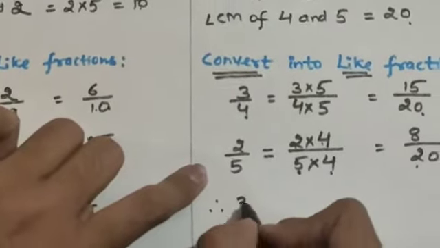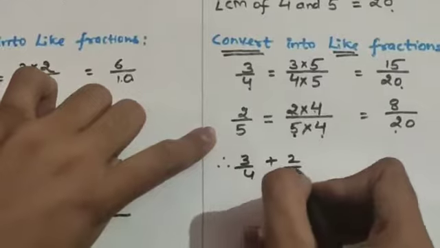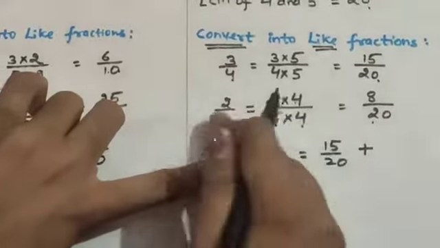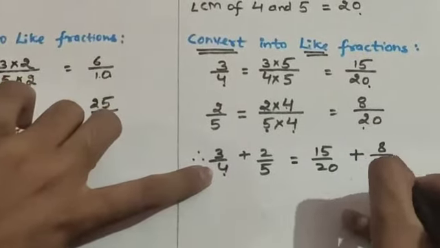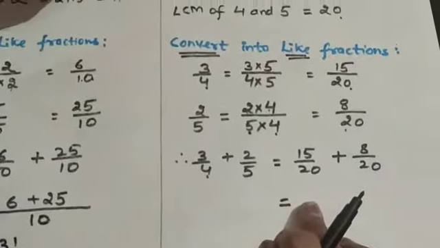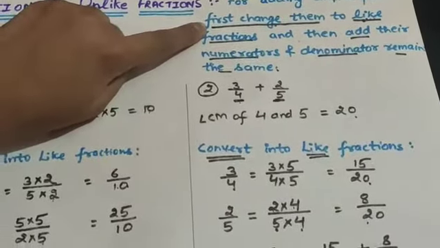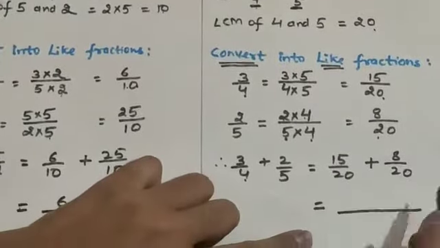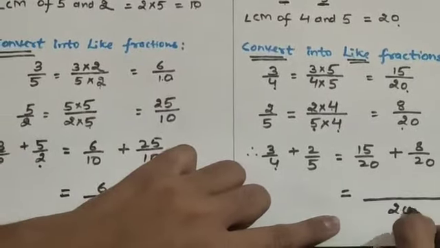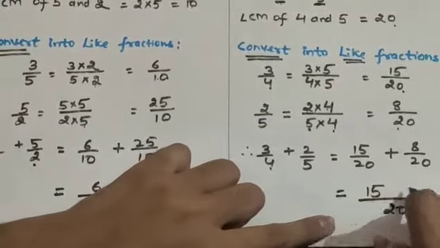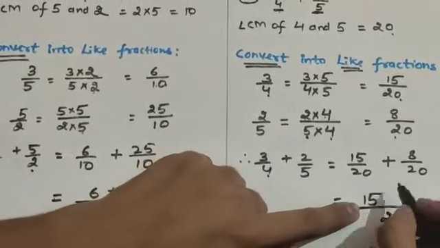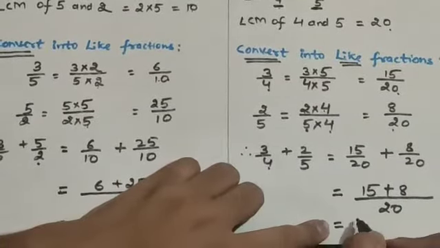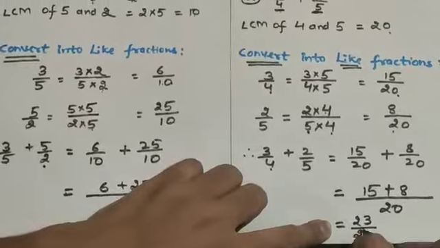Now just put the values of the equivalent fractions in the question. 3 by 4 is equivalent to 15 by 20. 2 by 5 is equivalent to 8 by 20. Now we have done the first step. We have changed them into like fractions. Now what do we have to do? We just have to add the numerators, and the denominator remains the same because they are like fractions. The numerator of the first fraction is 15 and the numerator of the second fraction is 8. So the answer will be 23 by 20.